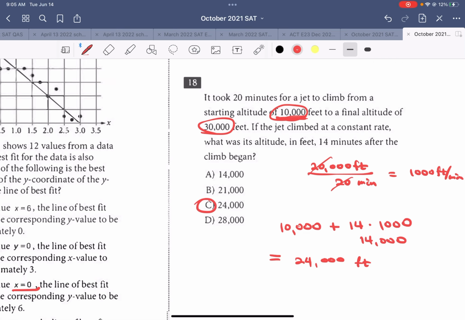Find out the rate of the jet, but make sure you add the initial height. Okay, so 14 times 1,000 plus 10,000.